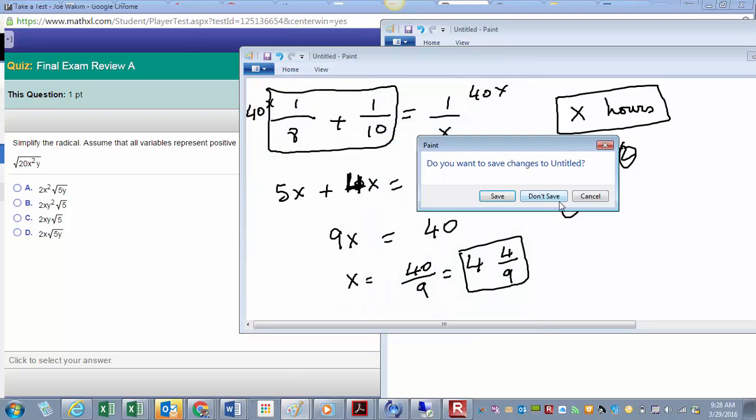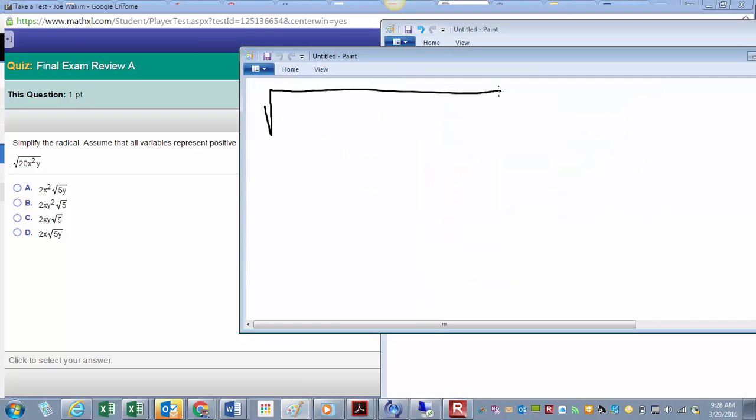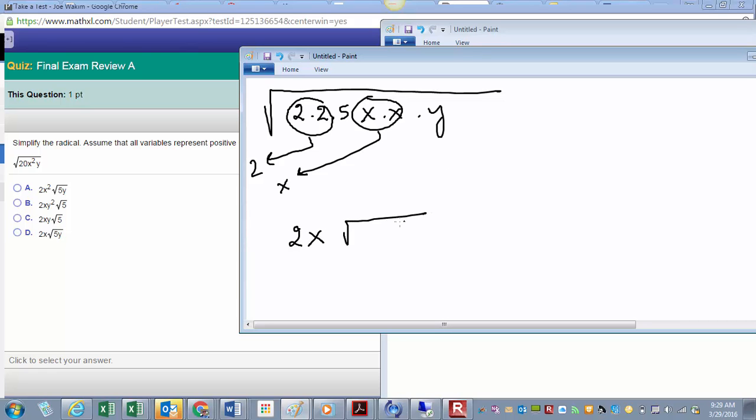We have 20. What is 20? 2 times 2 times 5. What is x squared? Well, it's x times x, and we have y. So anything that is repeating will simplify or go outside the radical. The square root of 4 would be 2, and x squared will go outside as x. y and 5 will stay inside because they're not perfect squares. So all the perfect squares will come out as 2x in this case, and we're stuck with 5y inside the radical. So it will be 2x square root of 5y. D is the answer.